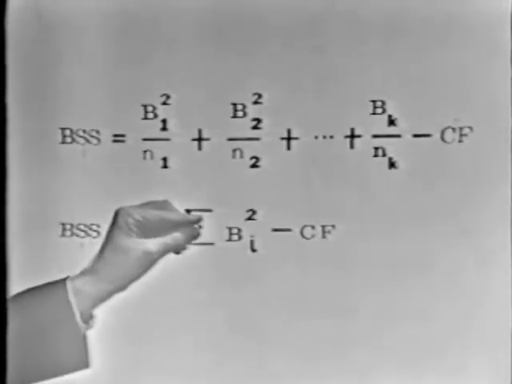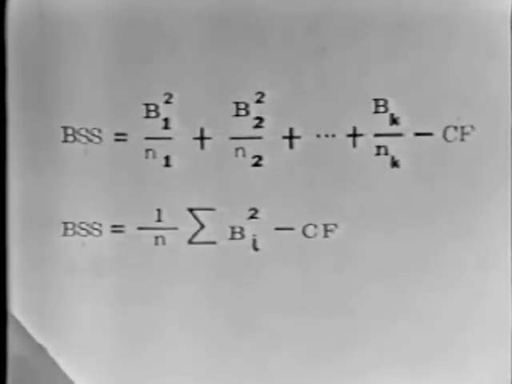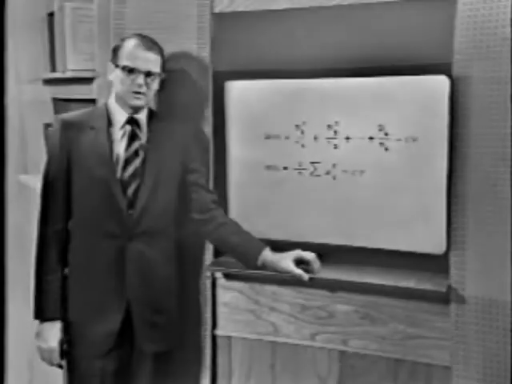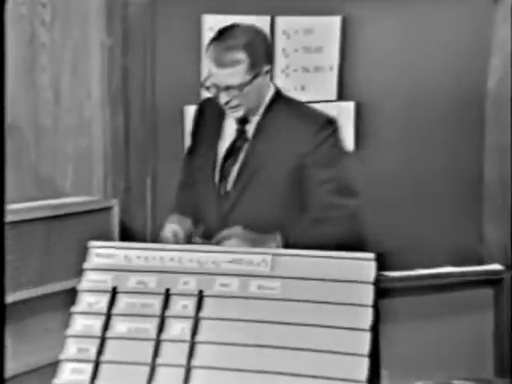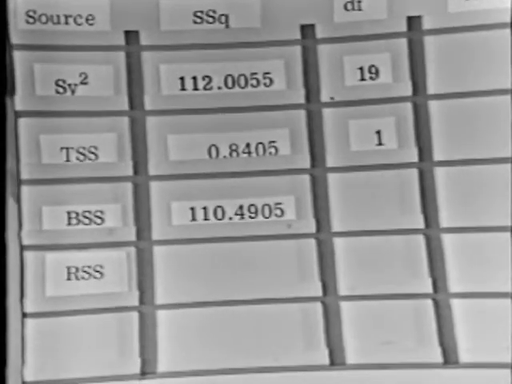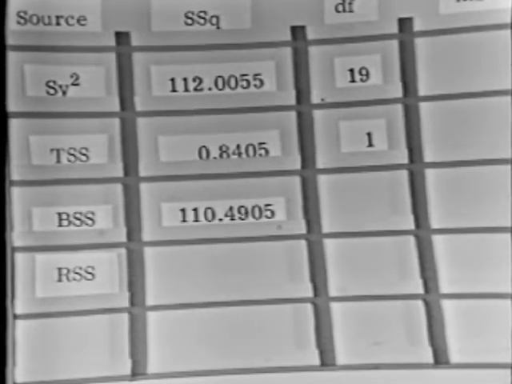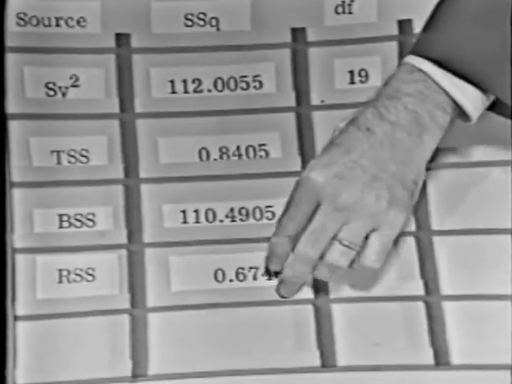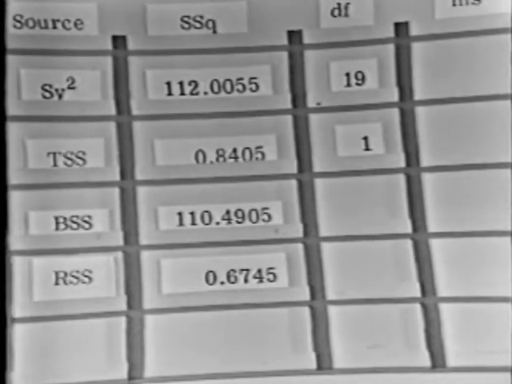Now we could have got the block sum of squares another way. We could have estimated those little block effects and taken their sums of squares. But this is the rapid means for doing it. I've employed this particular equation in getting the block sum of squares, so let's return to our table and see what's happened in this instance. The block sum of squares is really a whopper. It turned out to be 110.4905, and what did that leave me for my residual sum of squares? Not very much at all. Our residual sum of squares, gotten by subtraction now, is equal to 0.6745.